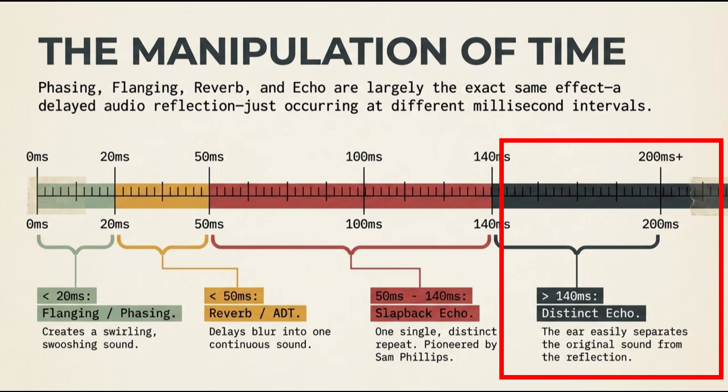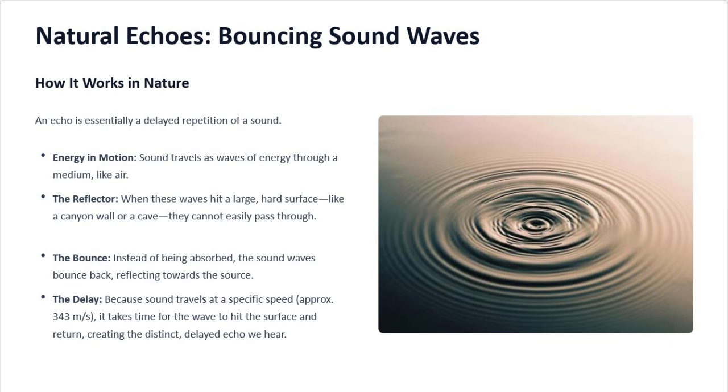Let's start with a sound you're all familiar with, echo. Echoes are created naturally when a sound wave is reflected off a distant surface and bounces back at you. We can recreate that effect in the studio like this.